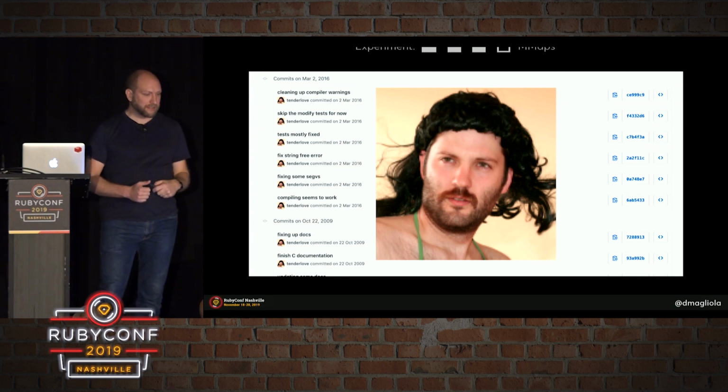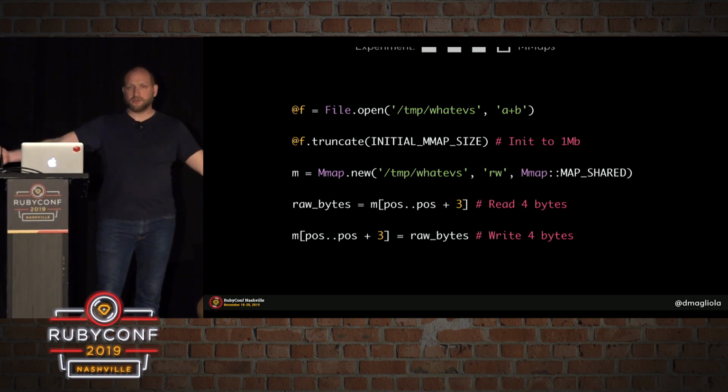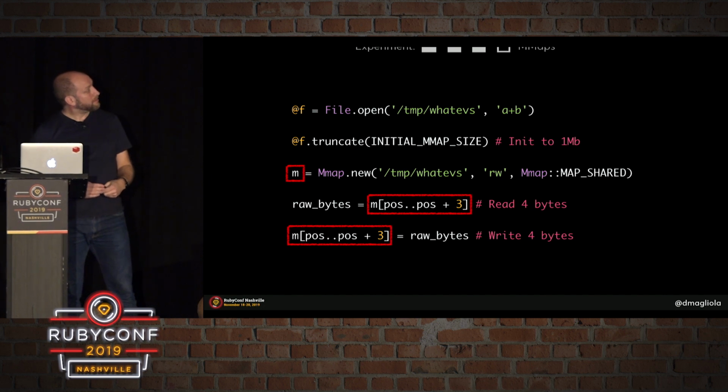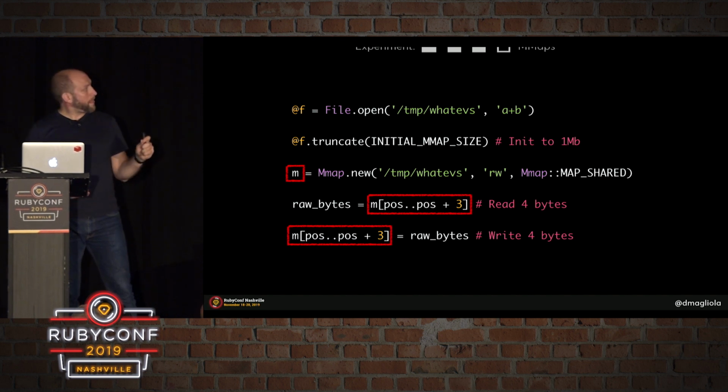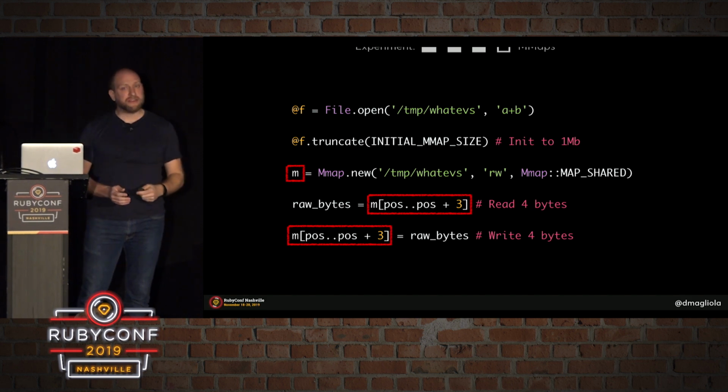But going back to our case, how do we mmap with this thing? Well, you basically make a file. You initialize it to a certain size, say 1 megabyte. And then you init this mmap thing. And now you have this m variable, which behaves sort of kind of like a byte array. So importantly, it is not a Ruby array. The mmap gem is doing a bunch of magic to map between the actual memory and things that look like Ruby. But it does behave like an array, so you can just pretend it is one.